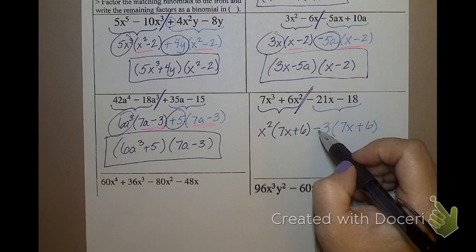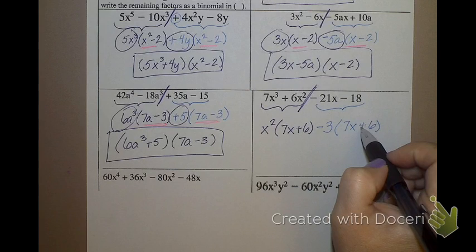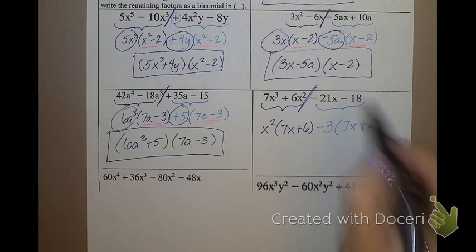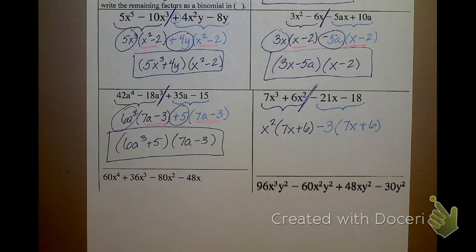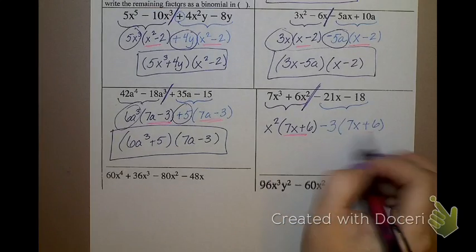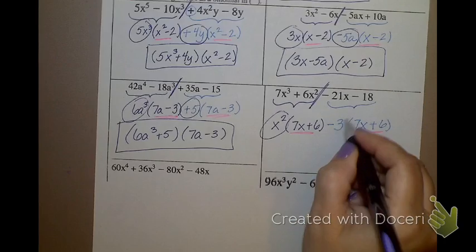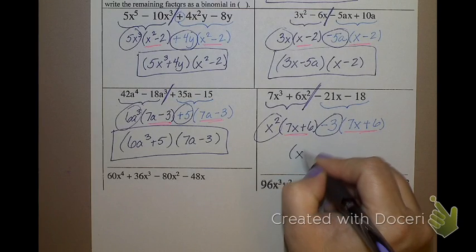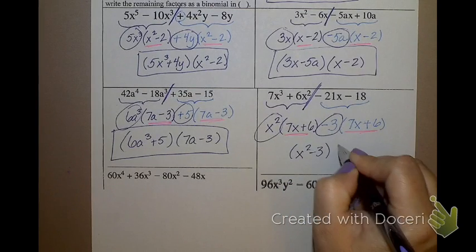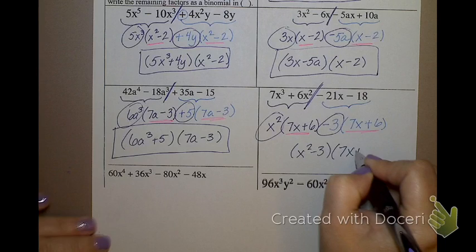Again, you took out that negative sign, so that has to be a positive so that when you multiply them, you still get a negative up here. Do I have my matching parentheses? Yep. So my final answer looks like x squared minus 3 and 7x plus 6.